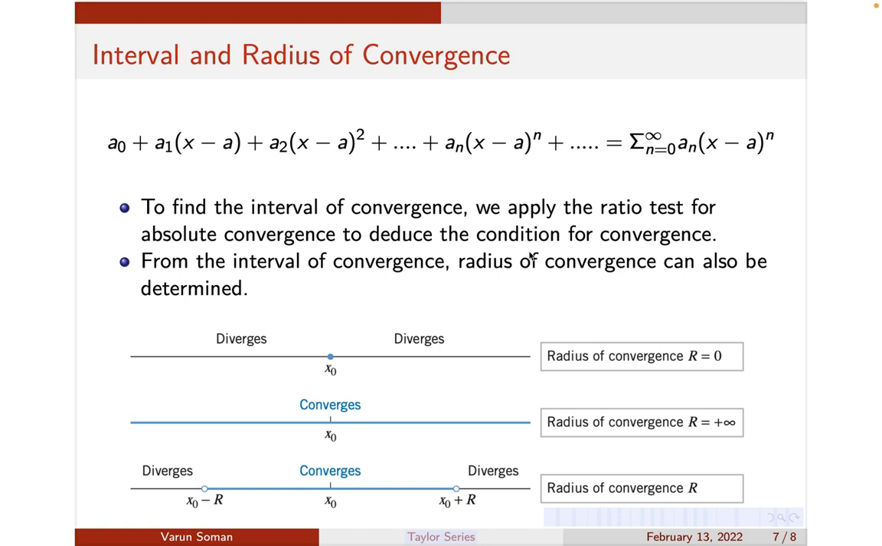These are some cases of convergence, just for illustration. Sometimes the series may be convergent only at the point x naught. In that case, your radius of convergence is 0. Sometimes the series may be convergent on the entire real line. In that case, your radius of convergence would be infinity. Sometimes your series would be convergent in an interval around x naught. At that time your radius of convergence would be r. This is just for illustration only. Let us try to do some problems.